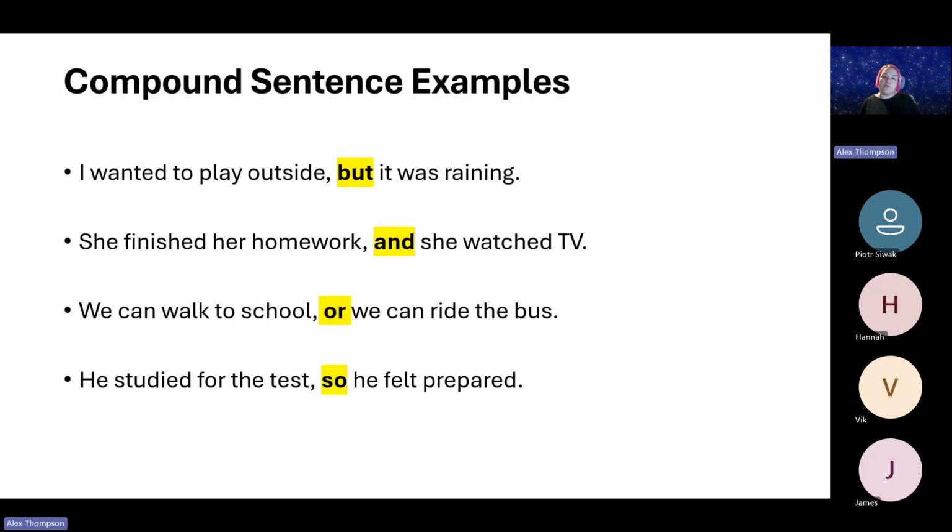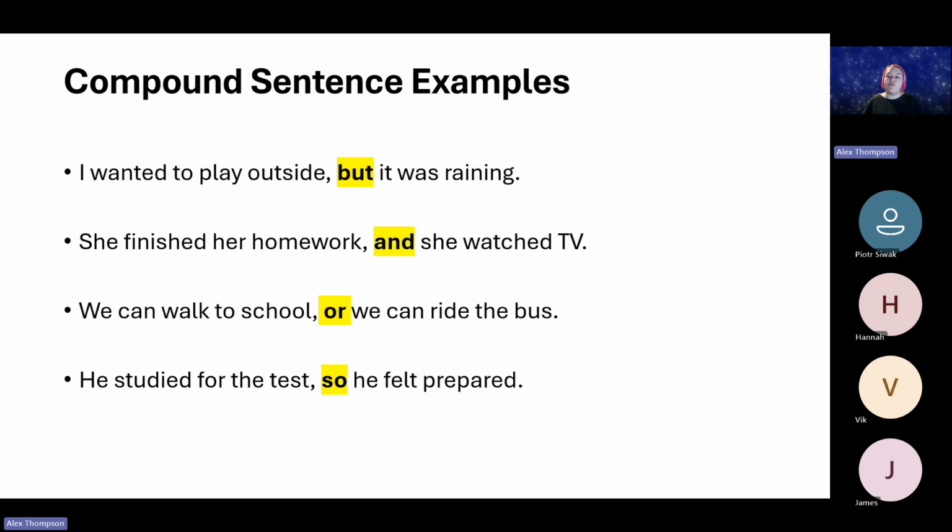She finished her homework and she watched TV. So again, we've got two simple sentences glued together with the word and. We can walk to school or we can ride the bus. Again, simple sentences: we can walk to school, we can ride the bus. We're using the word or to show that there's a choice between them.